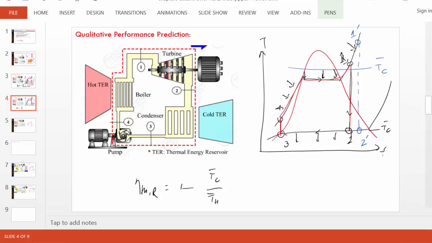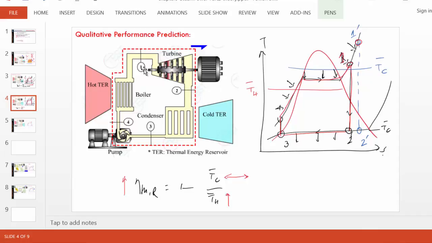for the base cycle, the average temperature of heat addition is a little bit lower. So therefore, as we increase the maximum temperature of heat addition from 1 to 1 prime, TH bar is going up, whereas TC bar doesn't change. This is our symbol of things not changing. So therefore, the efficiency must be increasing. So in general, in a Rankine cycle, if you increase the highest temperature of heat addition, the turbine inlet temperature, the efficiency increases, as well as the net power goes up.